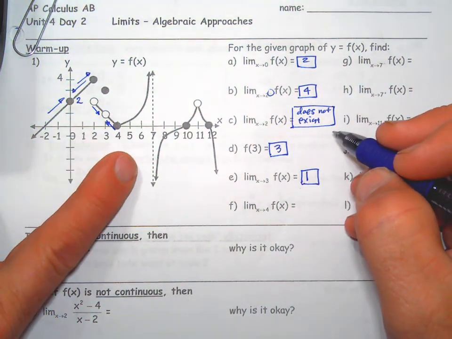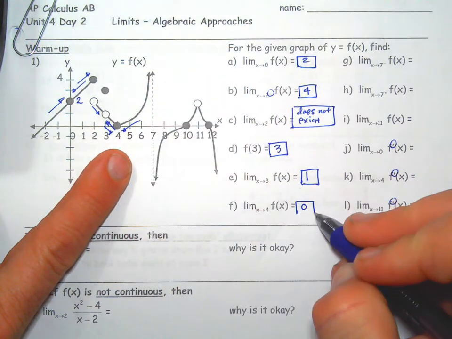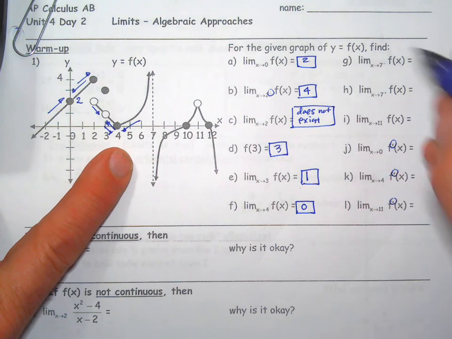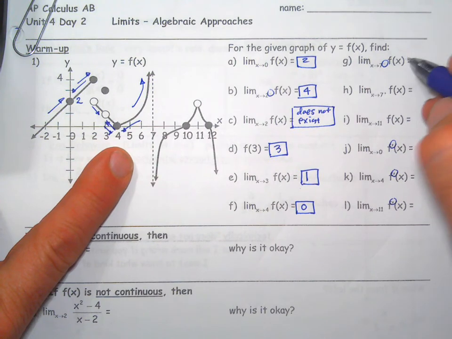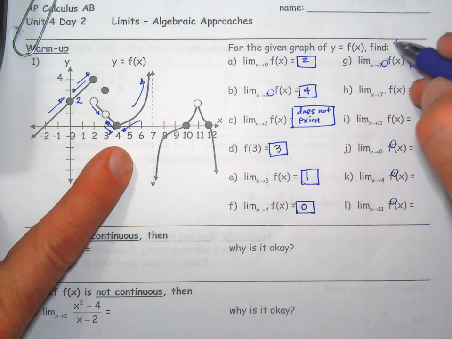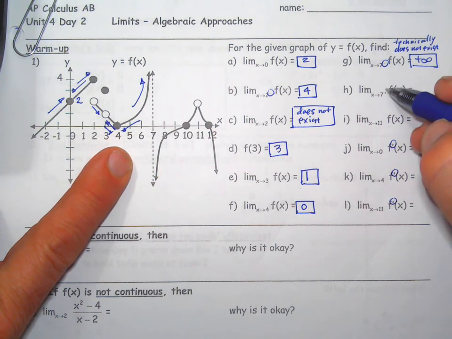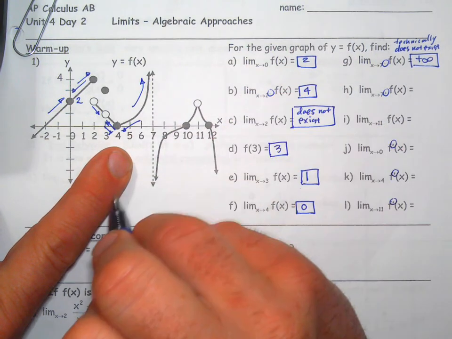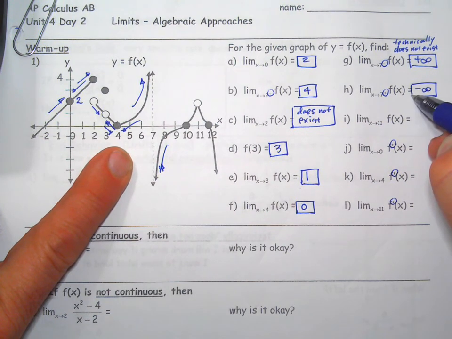Okay. 4, both sides appear to be approaching 0. So the limit will exist at a corner or cusp. G, we're going towards 7 from the left side. Technically it does not exist, but I want you to write that it's going to positive infinity. It describes the behavior. The right side is going to negative infinity, technically does not exist.